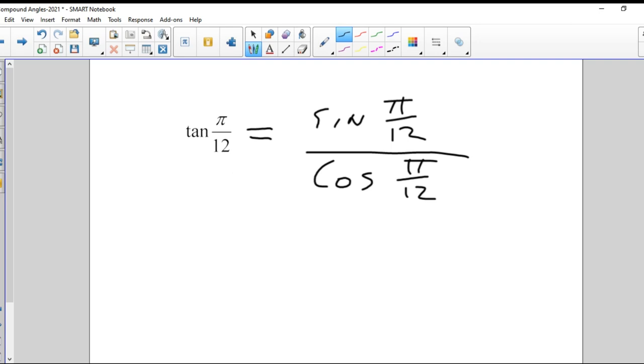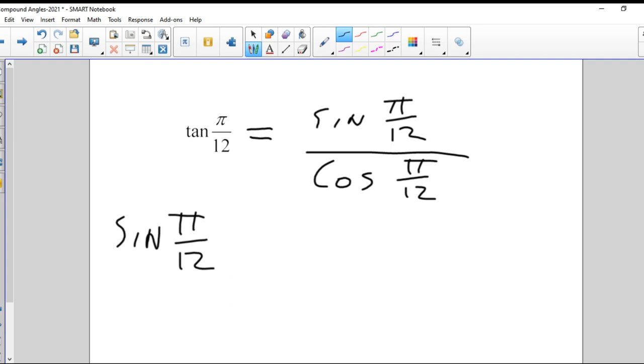So if we can get the sine of pi over 12, and then if we could get the cosine of pi over 12, and then we divided those two things together, we would end up with the tan of pi over 12. So we're going to tackle those two things separately. That's what we're going to do. So the first thing is the pi over 12, to get the sine of pi over 12. Let's talk about that.